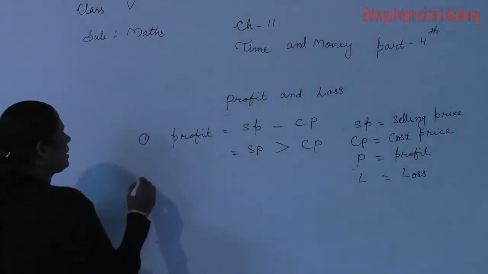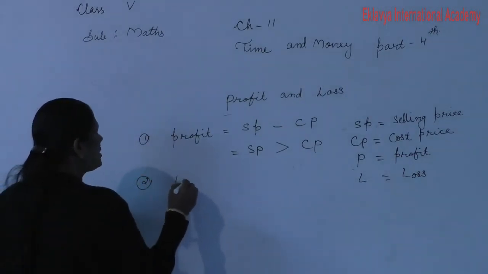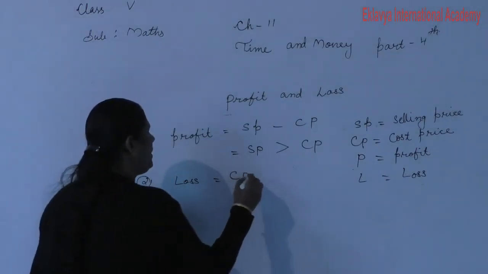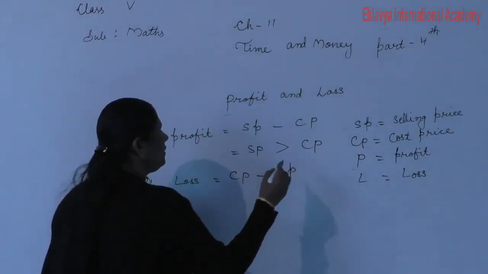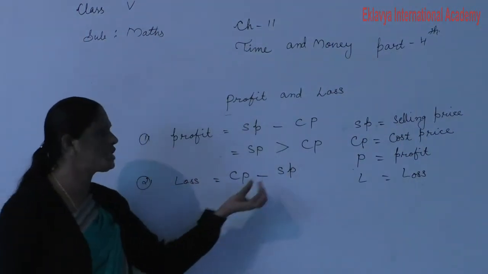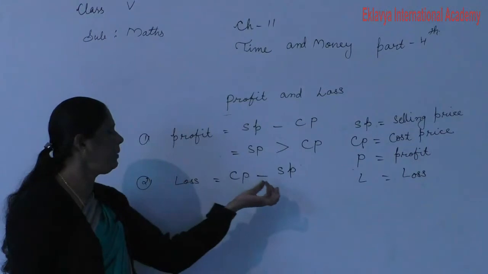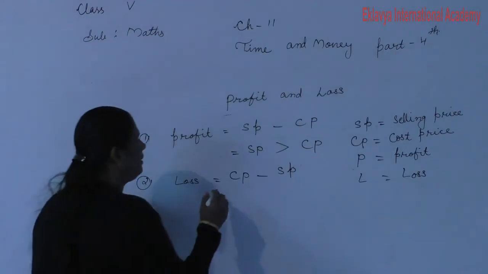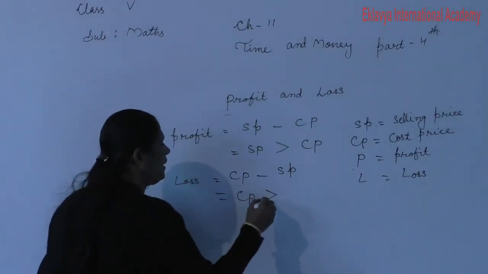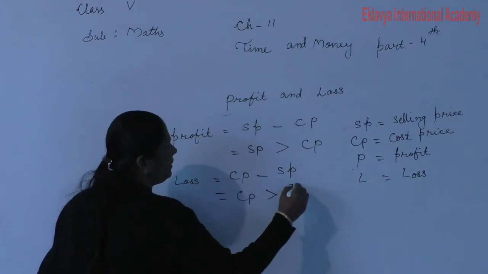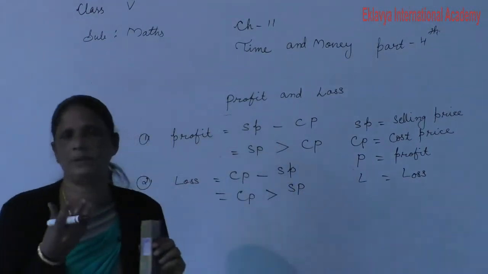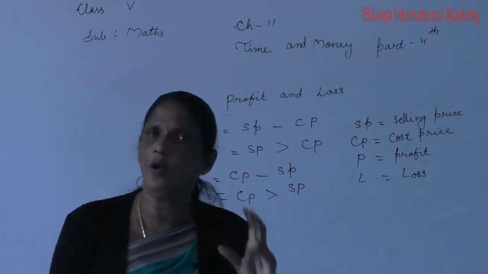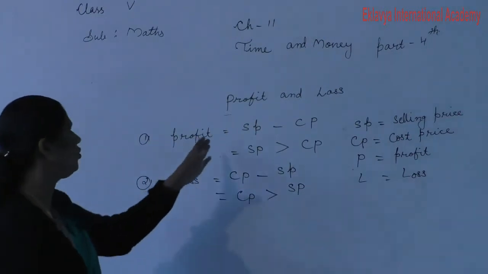Then the second formula: loss is equal to CP minus SP. CP means cost price. CP minus SP is equal to loss, where CP is greater than SP. When the cost price is more than the selling price, we get a loss. You understand these two formulas?